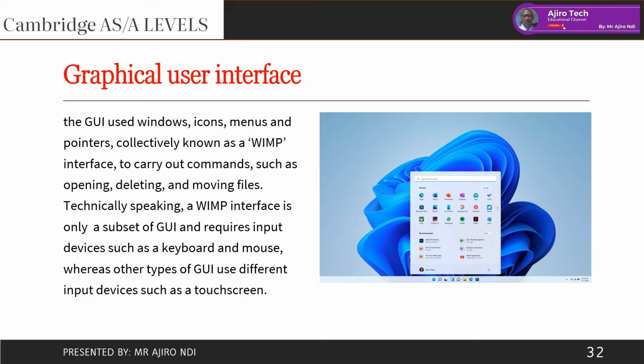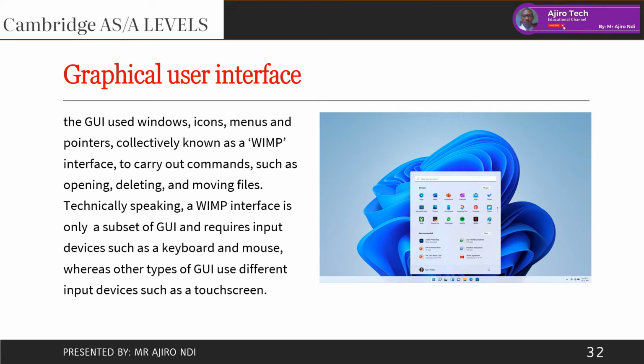Now, technically speaking, a WIMP interface is only a subset. This is something I did not talk about in the O level, and I'm talking about it right here in the A level. It is only a subset of the GUI and requires input devices such as keyboard and mouse, whereas other types of GUI use different input devices such as touch screen. Stick with me on this. So you can see right here that we have the touch screen, right?